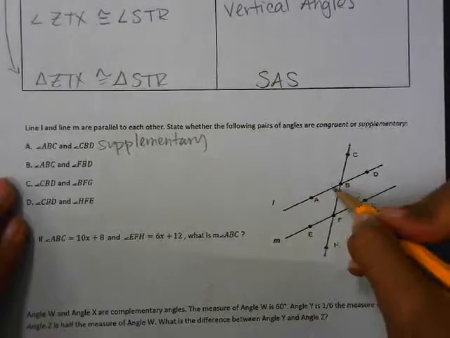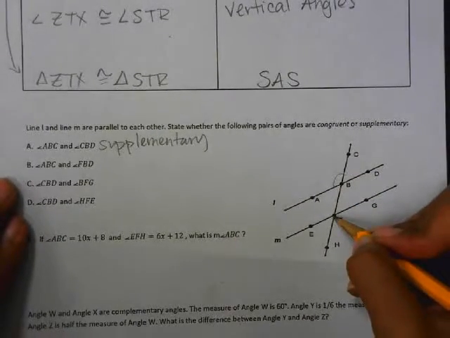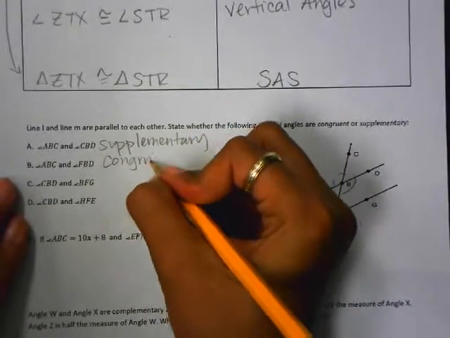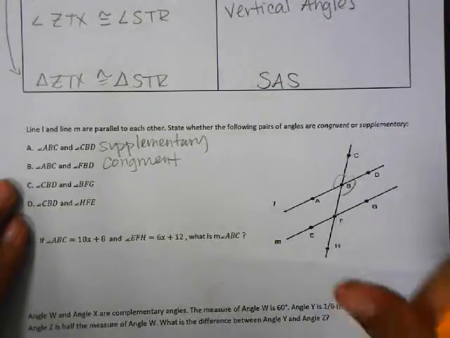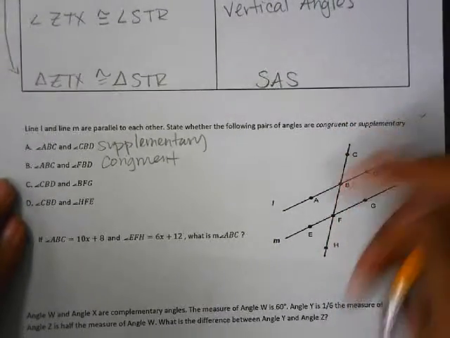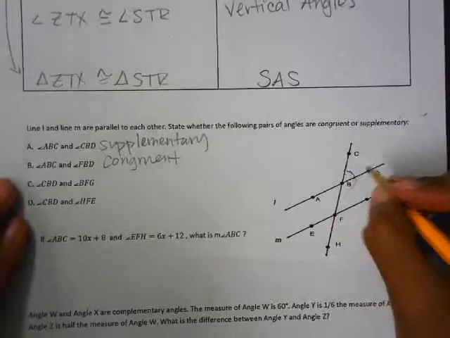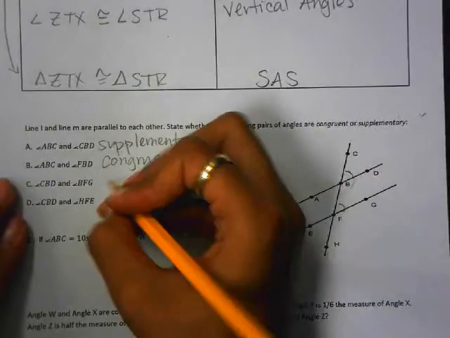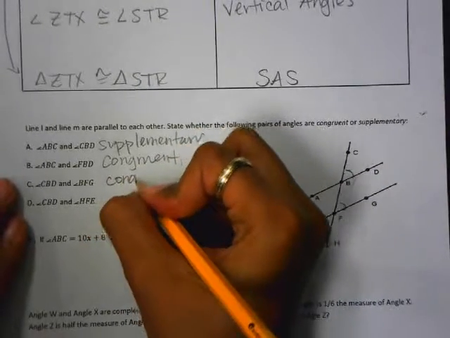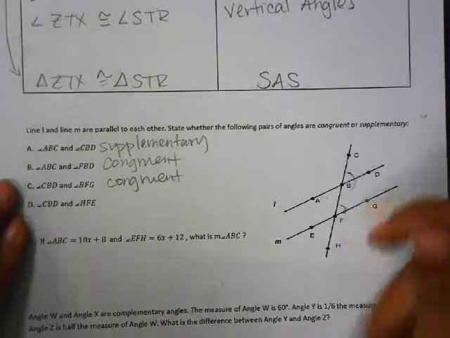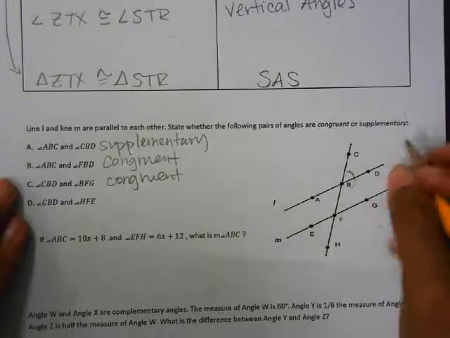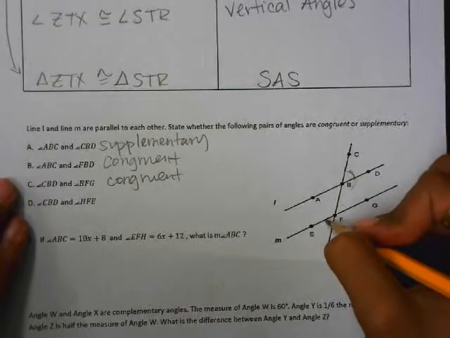ABC and FBD are congruent because they are vertical angles. CBD and BFG are corresponding, so they are congruent. CBD and HFE are alternate exterior, so they are congruent.